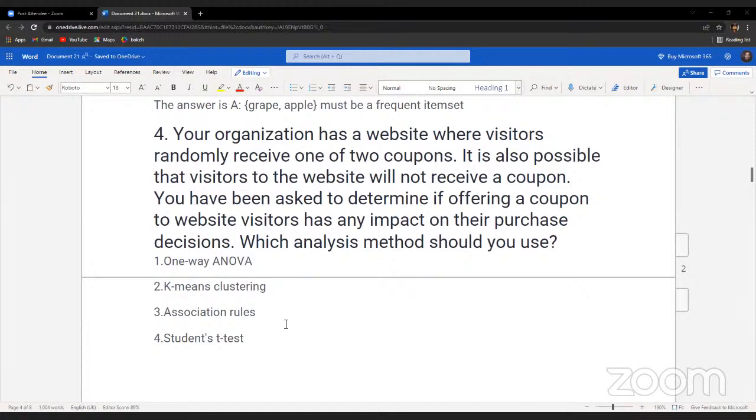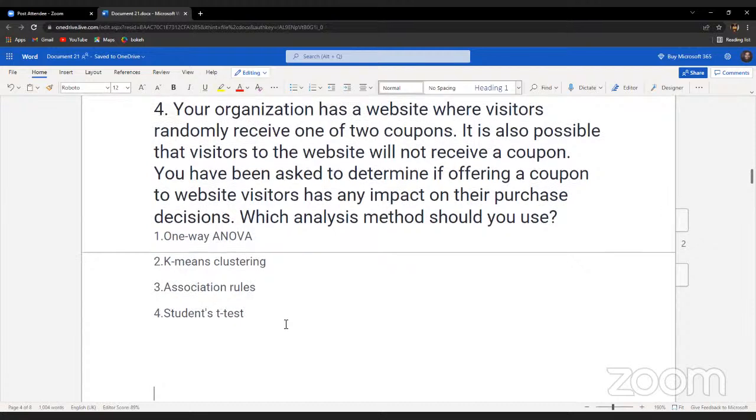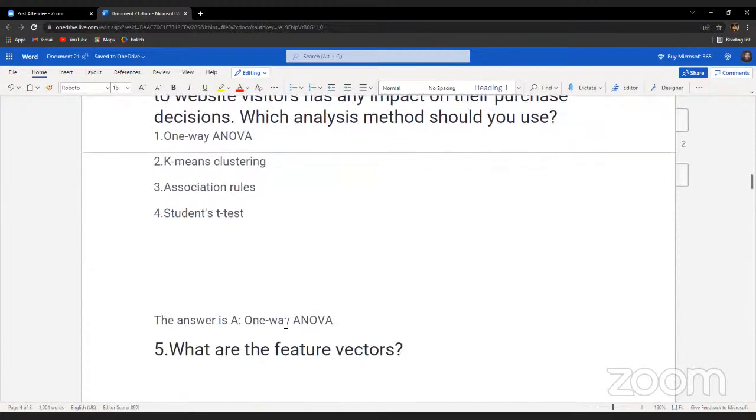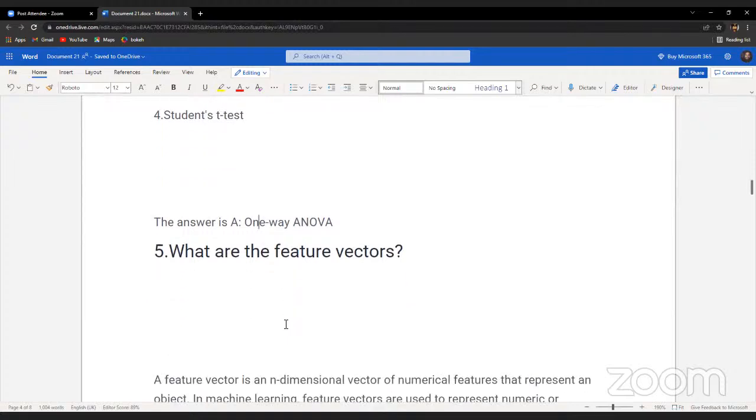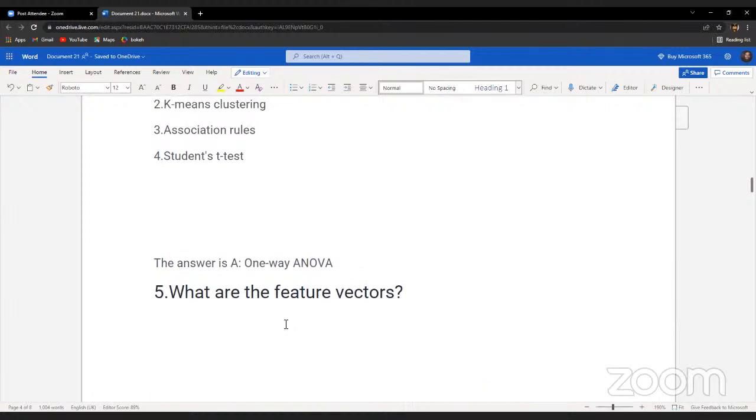Among these options, the best option to choose is option A, one-way ANOVA. Okay, so as we directly jump into the next question: what are feature vectors? What do they actually mean? If anyone knows the answer, ping me in the chat box, and we'll discuss the answer within a minute.